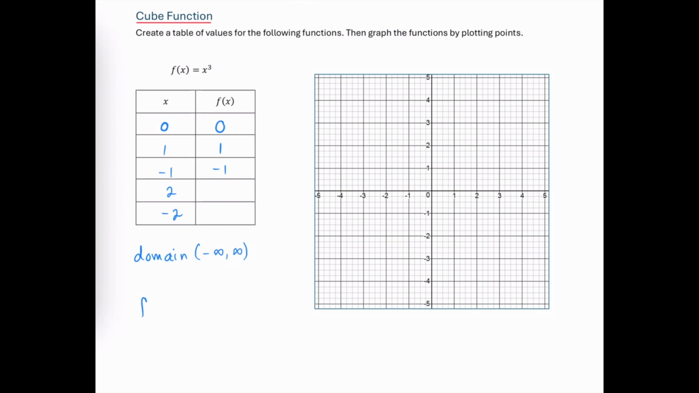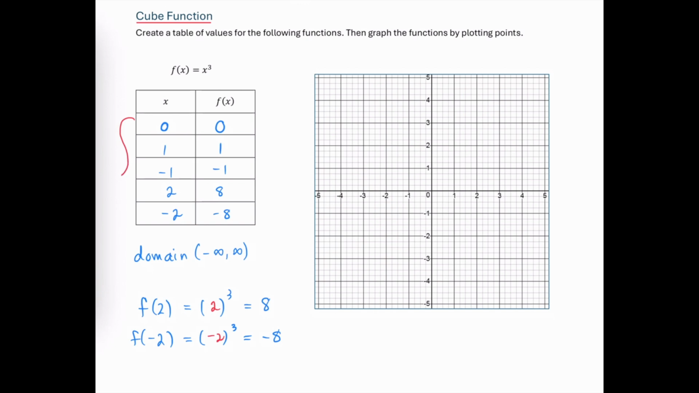Let's continue by evaluating the function at 2 and evaluating the function at -2. So we have x cubed in both cases. Here we plug in 2, here we plug in -2. 2 cubed is 8, and -2 cubed is -8. So these are the two corresponding outputs for those inputs.